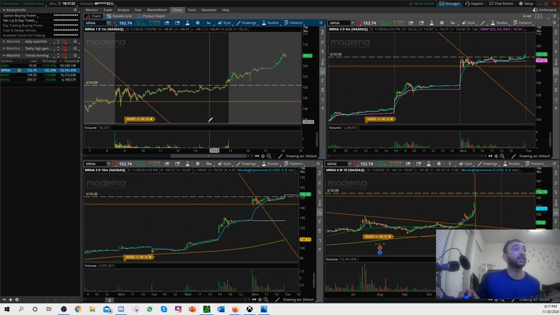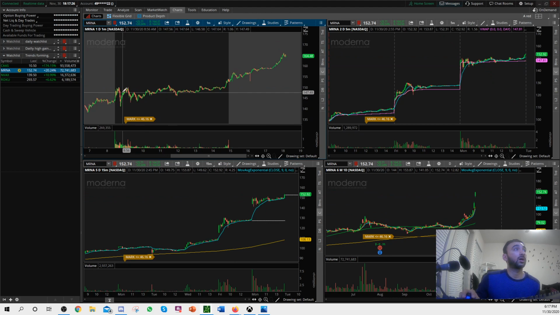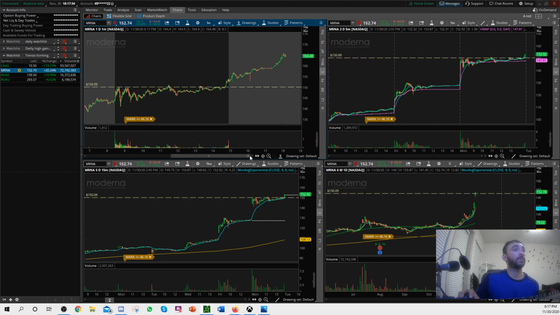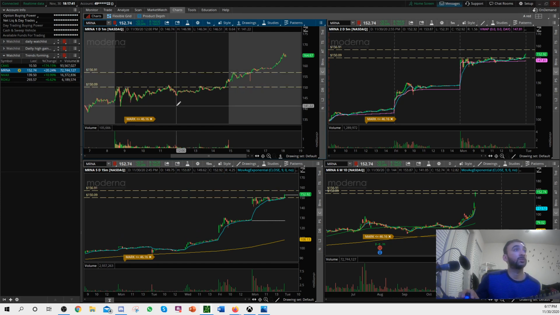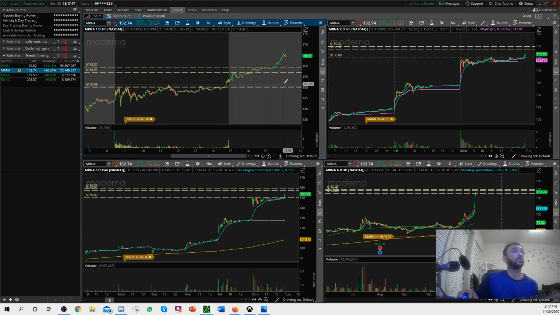Then MRNA, I'm not going to chase. However, I think it's going to go up to 200. What you want to do is draw these lines. As long as this level holds at 150, if it comes down to 150 tomorrow, you can look to buy the dip here. Stop loss will be below at 140. And these are the levels here where it's going to possibly bounce tomorrow.